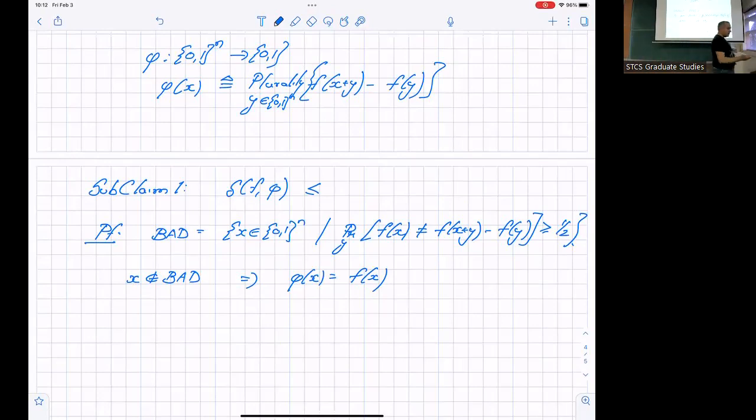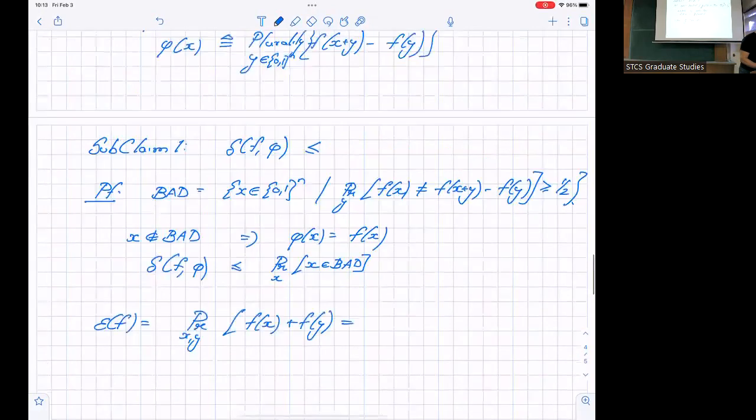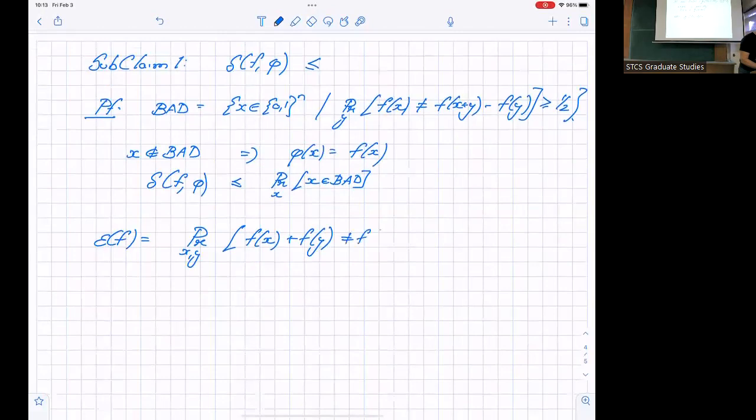So in particular, this implies that delta of f and phi, the distance between them, is less than or equal to the probability of x in bad. Because if x is not in bad, they are equal. Therefore, the distance between them comes only from possibly things in the bad set. But now I want to say we are more or less done with the proof. What is epsilon f? The rejection probability. This was exactly the probability over x, y that f of x plus f of y is not equal to f of x.